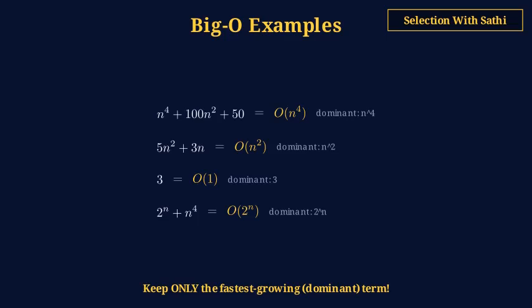Third, f of n equals 3, a constant. Any constant function is big O of 1. Because 3 is less than or equal to 3 times 1 for all n greater than or equal to 1. Finally, 2 to the n plus n to the fourth is big O of 2 to the n. Exponential functions dominate polynomial functions. For large n, n to the fourth becomes negligible compared to 2 to the n.